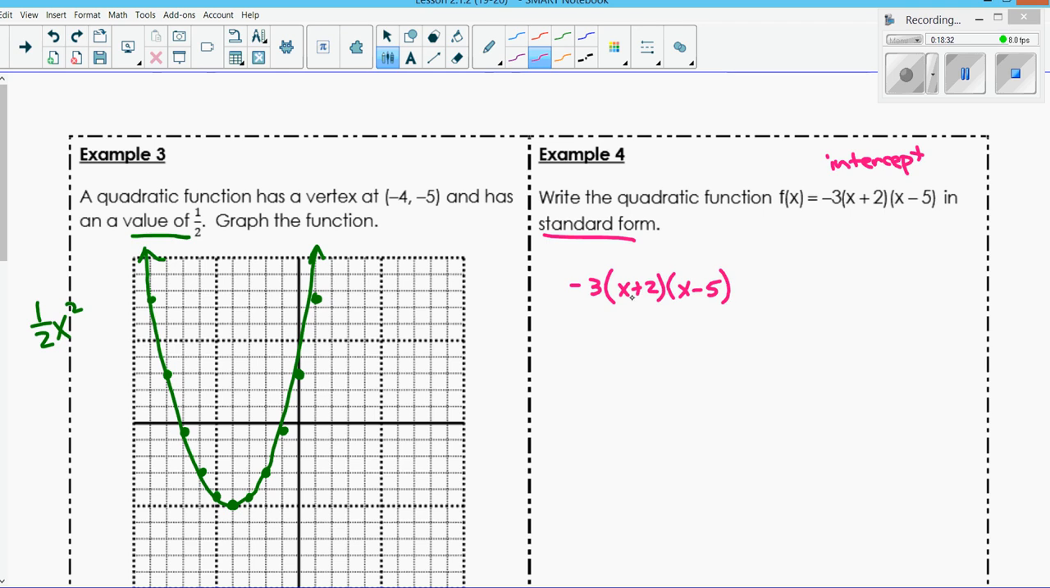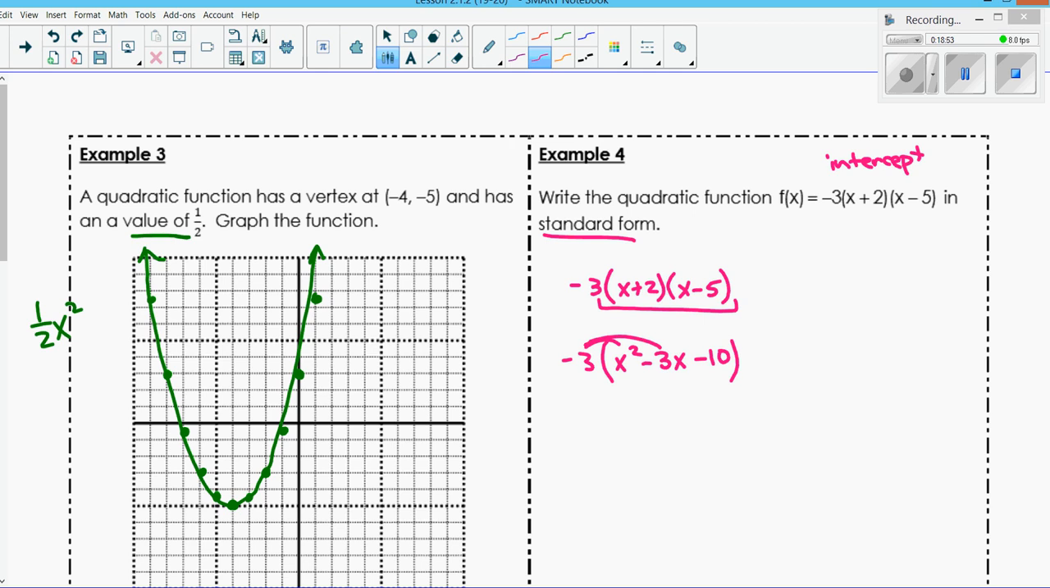That's all you need to do. You can either distribute the -3. I think it's easier to do this, so we can take that shortcut. Meaning I can say -3, x times x is x squared. If I add these two numbers, I get -3x. If I multiply those two numbers, I get -10, so that's what you just did in the last test.